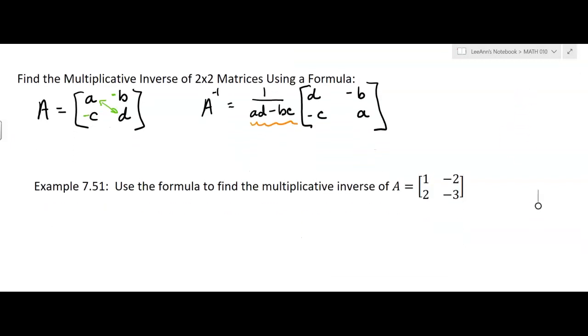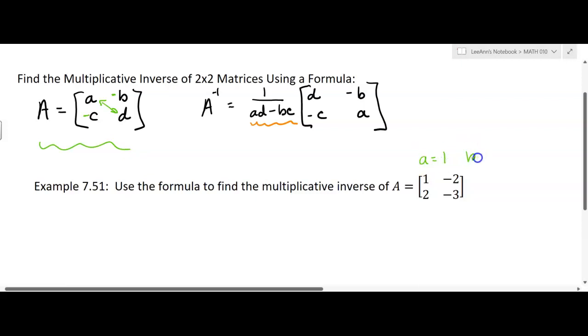Okay, so first think about the original matrix. If you're thinking about that, A is equal to 1, B is equal to negative 2, C is equal to 2, and D is equal to negative 3. So it might help to just identify which one is which. There's only 4 of them, A, B, C, and D. Okay, so to find the inverse, I'm going to follow the formula.